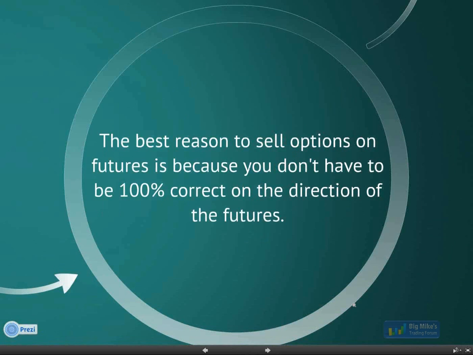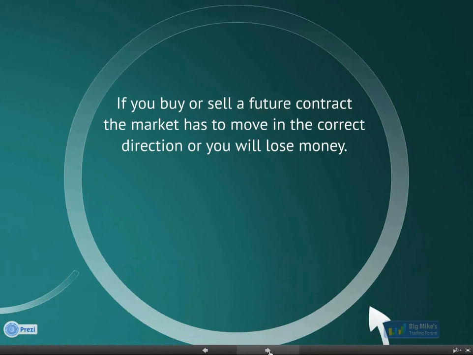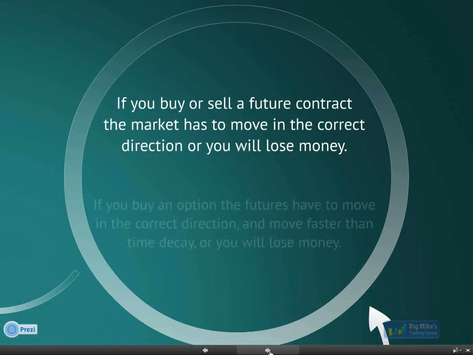The best reason to sell options on futures is because you don't have to be 100% correct on the direction of the futures. There's some room for margin for error there. If you buy or sell a future contract, the market has to move in the correct direction or you'll lose money. If you buy a future, price has to go up or you're going to lose money or make nothing. If you sell a future, the price has to go down for you to make money. So there's no wishy-washy there. It's got to move in the direction you are positioned.